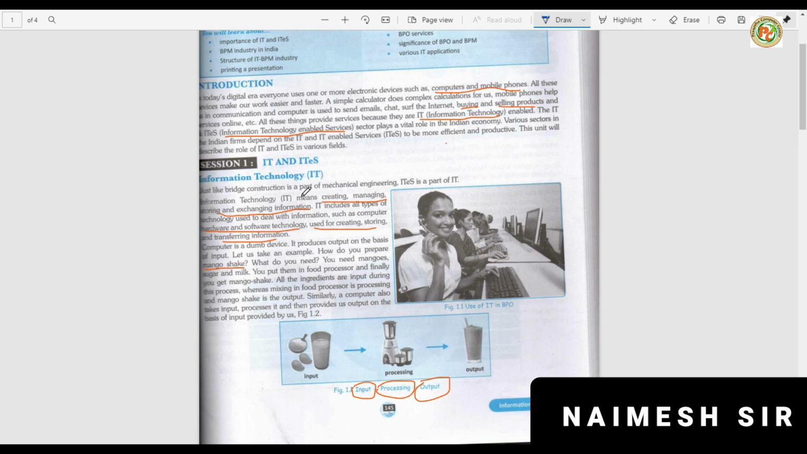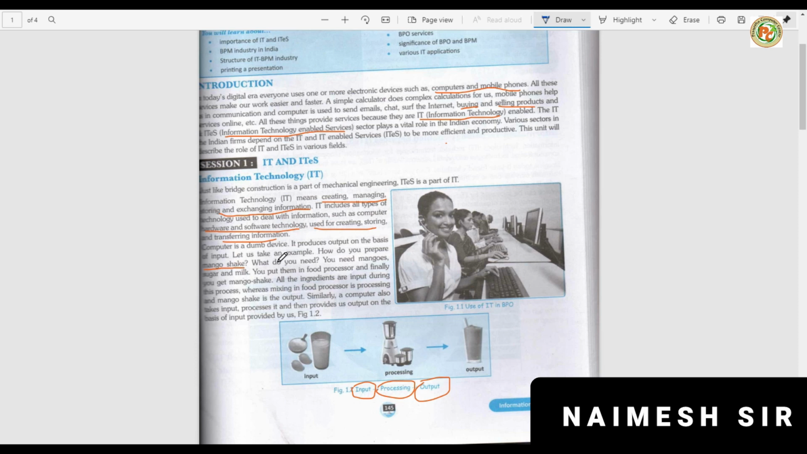IT is used for creating, managing, storing and exchanging information. Like if you create a notepad file, then you can manage it, like copy, cut, paste. Then we store it inside the computer, and then we can exchange the information, like share it with anyone else. So IT means information technology, a part of creating, managing, storing and exchanging information. It includes all types of technology used to deal with information, such as computer hardware and software, to create and store information. Also we can use it to transfer the data.